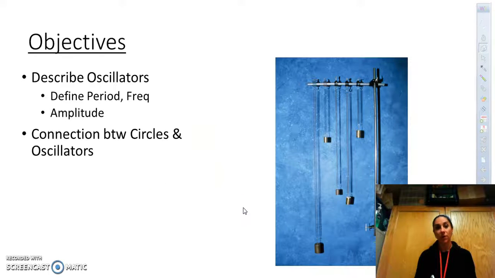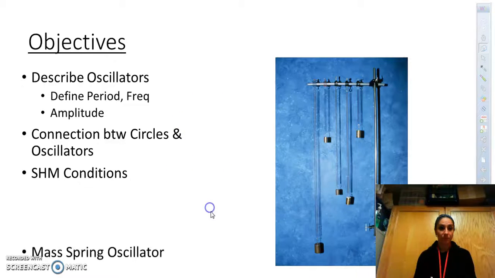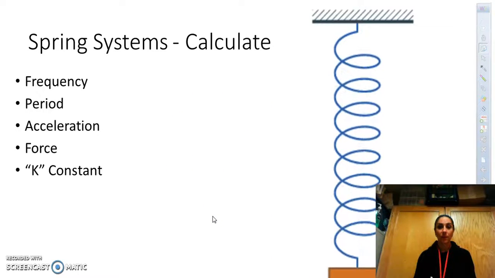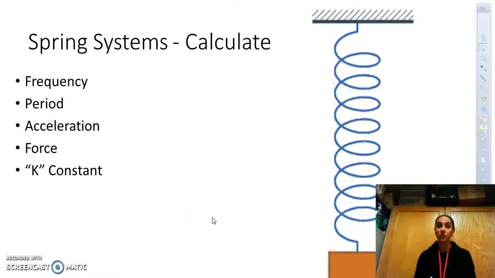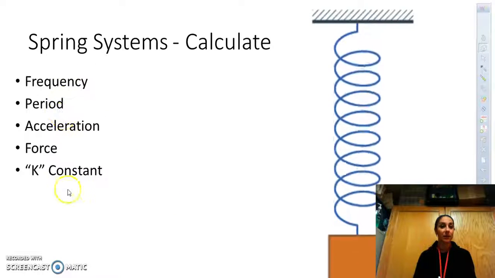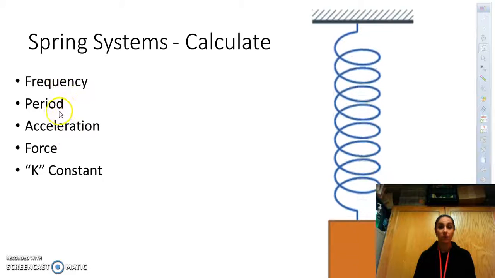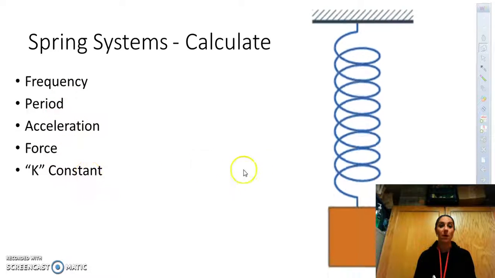In the first video, I'm just going to describe a little bit about our oscillators, talking about their conditions, what makes them simple harmonic motion, and some of the initial conditions of springs. What I'm going to do in this video is talk about and calculate the following features: the frequency, period, acceleration, force, and the strength of the spring, known as the K constant.